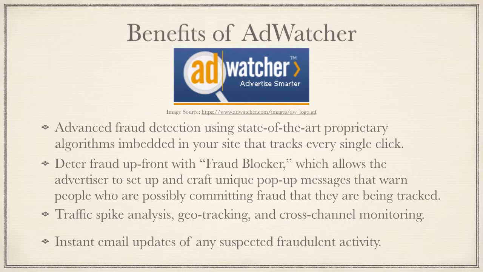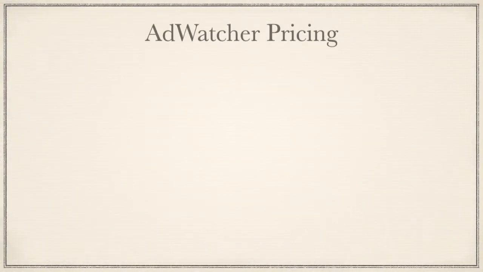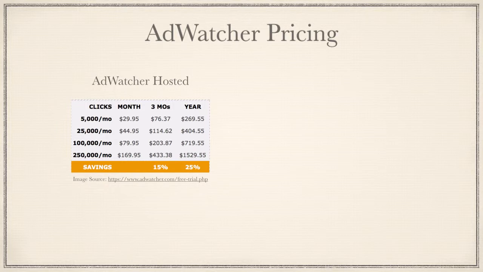So, all that sounds great, but a big part of hiring any third-party company is, of course, cost. So how much does AdWatcher cost? Well, AdWatcher gives you two options for basically employing them. If they host their software and monitor your website, their cost is basically $30 a month. You see they're $29.95, and that monitors up to 5,000 clicks. The maximum level you can get is $169.95 a month, so basically $170 a month, and that monitors up to 250,000 clicks.